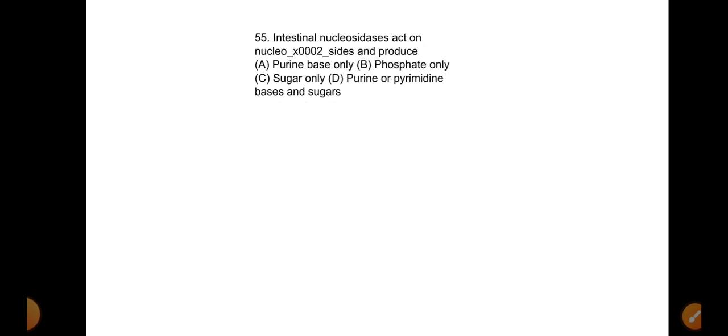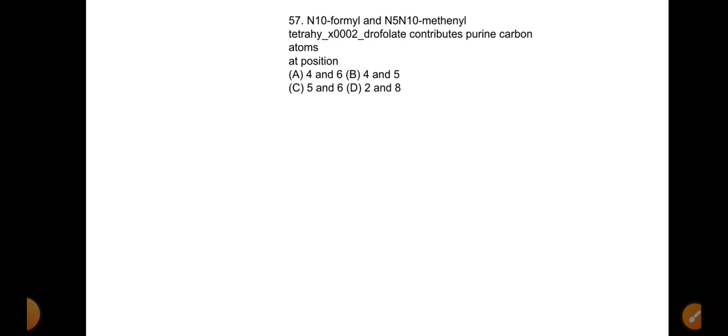53. Which of the following amino acids produce a vasoconstrictor on decarboxylation? Okay. 54. The degradation of RNA by pancreatic ribonuclease produces. 55. Intestinal nucleosidases act on nucleosides and produce. Easy question. 56. In purine biosynthesis, carbon atoms at 4 and 5th position and at 7th position are contributed by. 57. N10 formyl and N5 N10 methyl tetrahydrofolate contributes purine carbon atoms at positions.